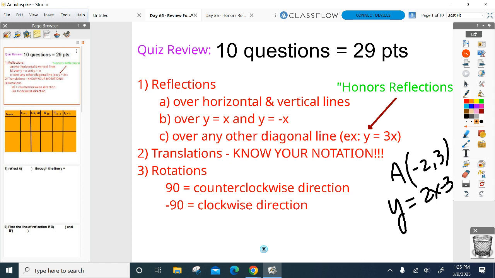Make sure you look that over if you want to come in after school and go over some examples. I'm not going to put anything on Classroom because I just made one up here. You can just make them up. Pick a random point, make your own line, and say, can you reflect over it or not? So that's all the reflections.